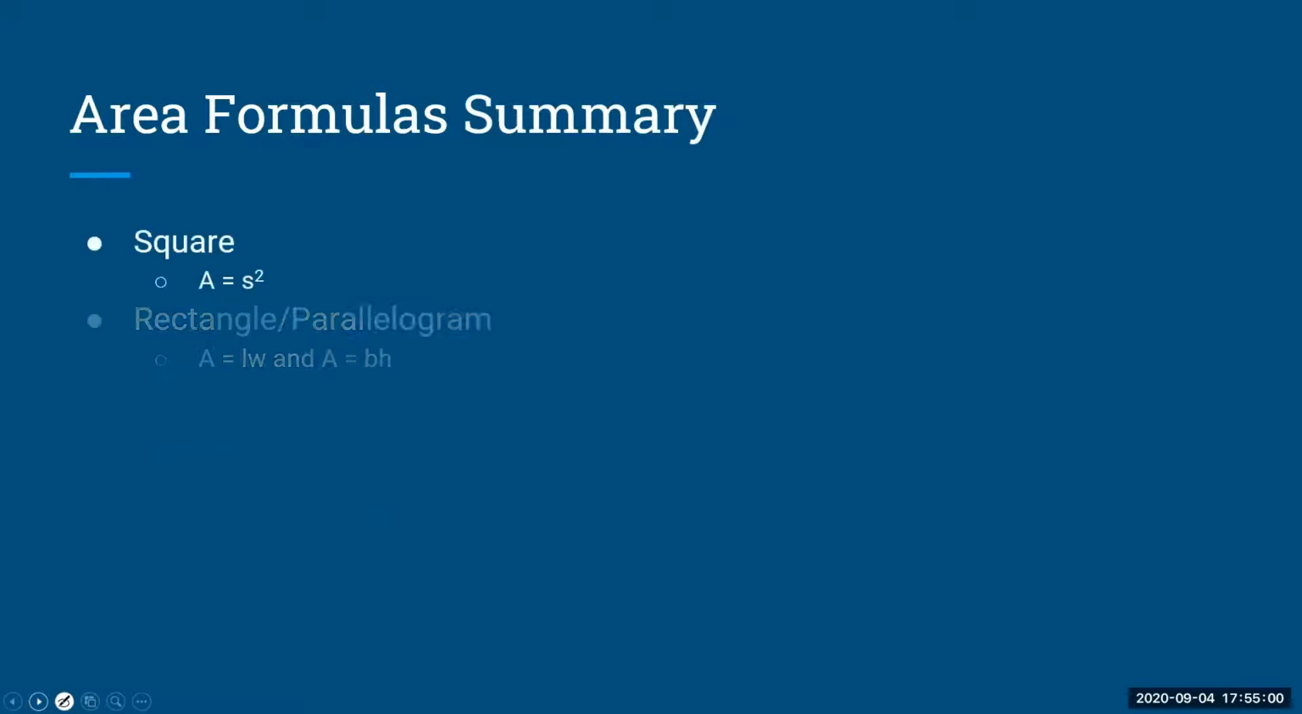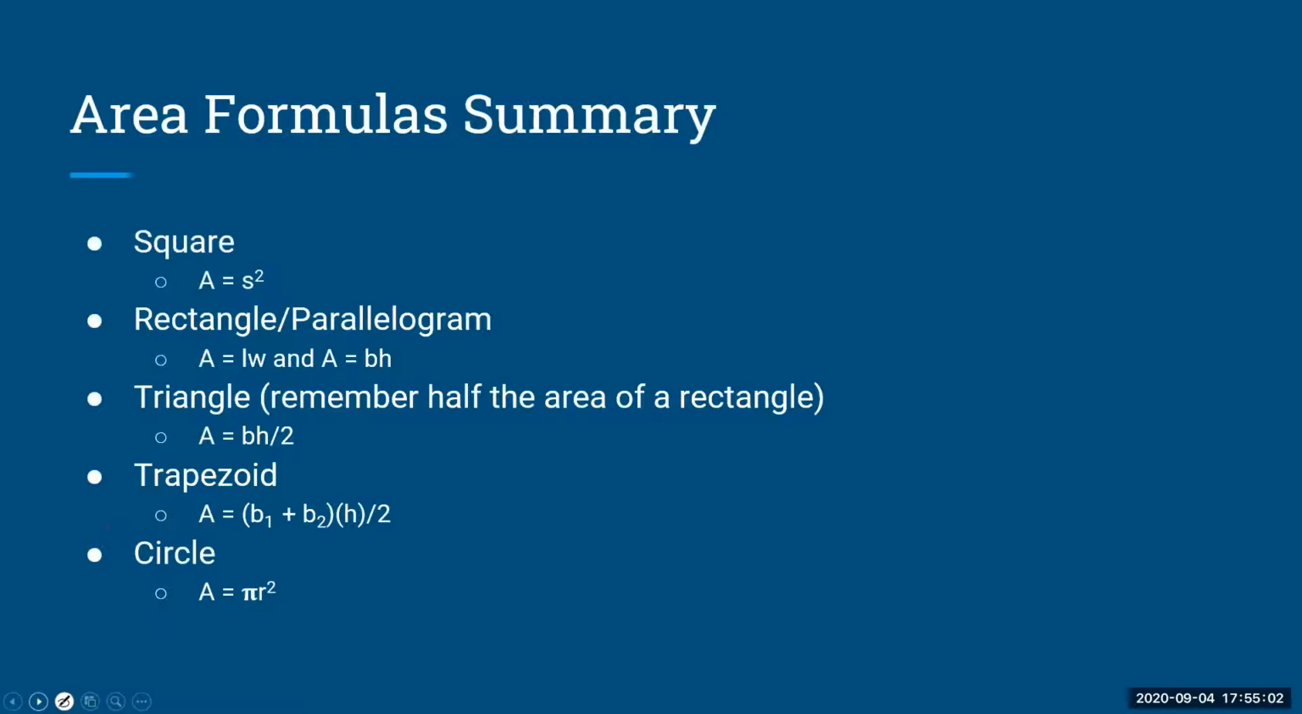All right, so here's the summary of all your area formulas. Square is side squared. Rectangle or parallelogram is base times height. Triangle is base times height divided by 2. Trapezoid is base 1 plus base 2 times height divided by 2, or 1/2 times base 1 plus base 2 times height. And the circle is pi r squared.